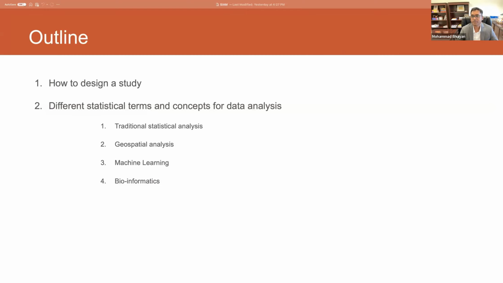The first outline of this presentation is how you can design a study and different statistical terms and concepts for data analysis. Right now you are much more familiar with traditional statistical analysis like linear regression, t-test, ANOVA, chi-square. But there are some other areas of statistical analysis I want to explore and show the results. Some of the things you may have seen, but some are pretty new and interesting, so that you can see what we can do with our data. I'm also going to talk about geospatial analysis, machine learning, and bioinformatics.